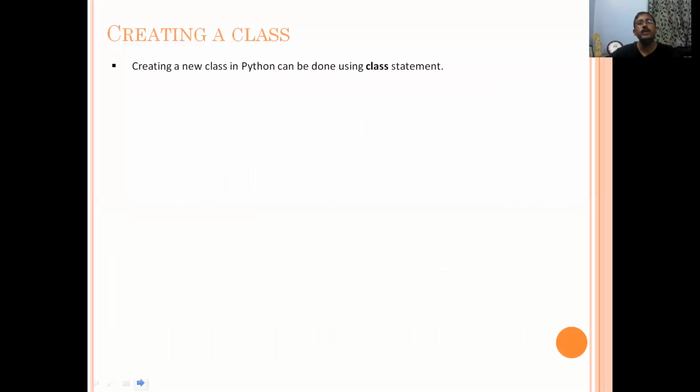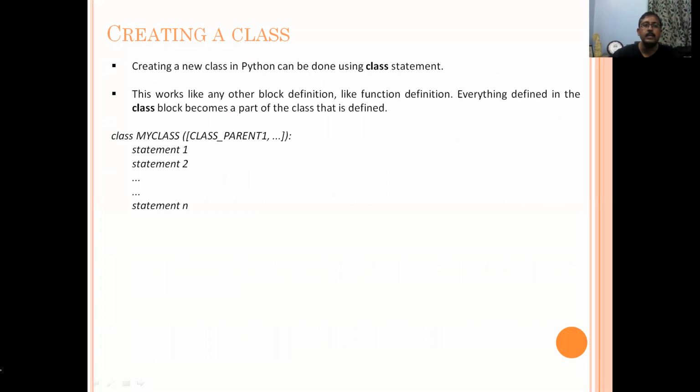Now, how do we create a class? Very simple way in Python. You can use the class keyword to do the same thing, right? How do I do that? Say simple class. I use this keyword class and then name the class which I want to create. Here I name it as my class.